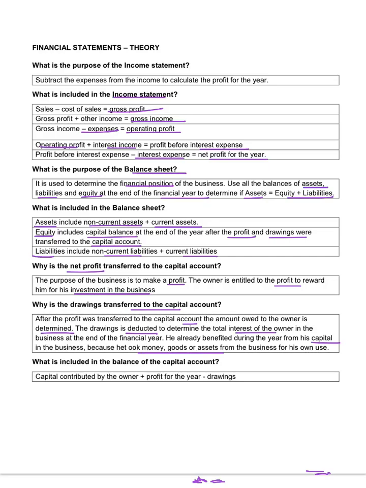What is included in the capital account? The capital contributed by the owner plus the profit for the year, less the drawings.